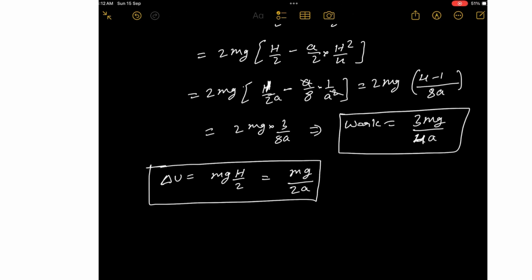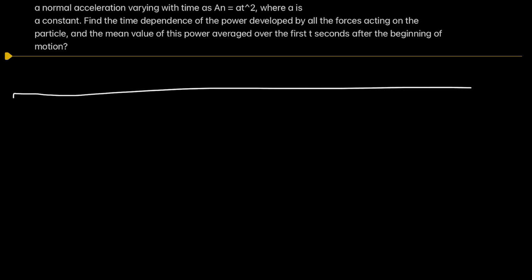Okay, let's move to the second question. So this is our second question. Here it is given that a particle is moving in a circle with normal acceleration varying as a_n equals a t to the power 2, where a is constant. You have to find the time dependency of the power developed by all the forces.